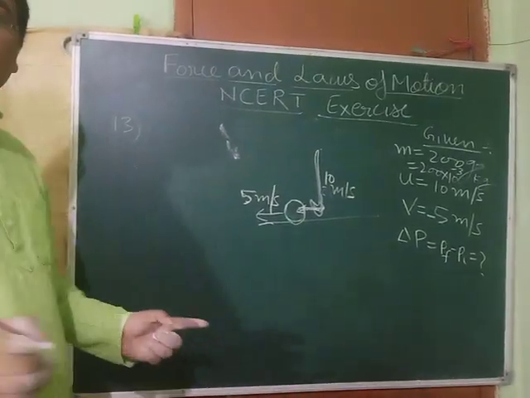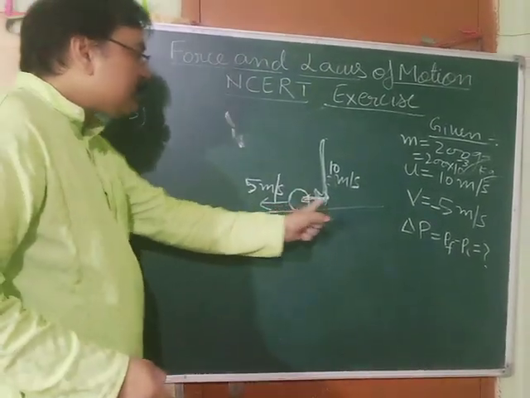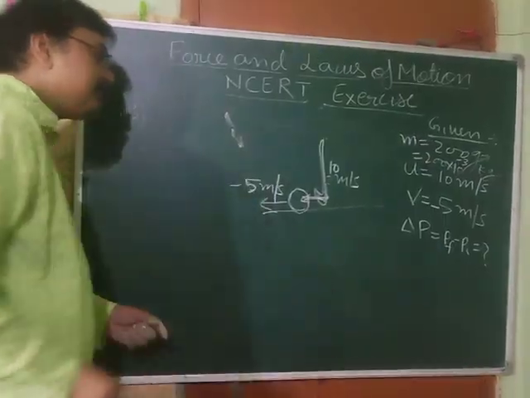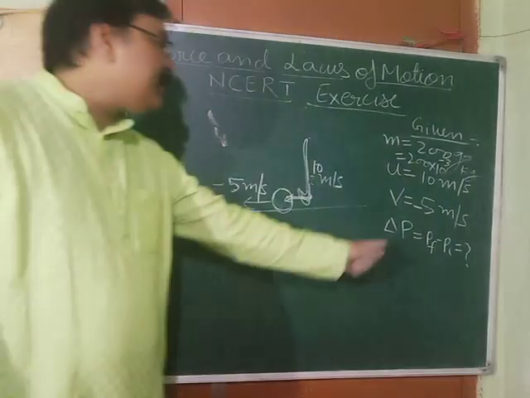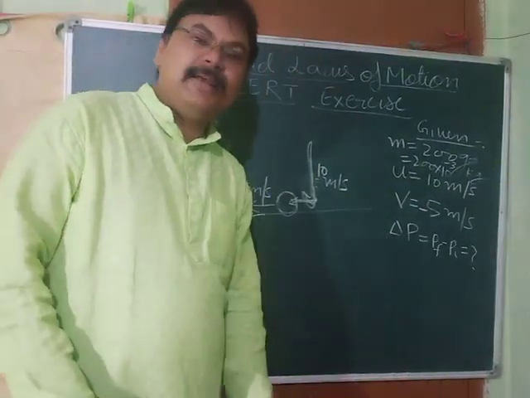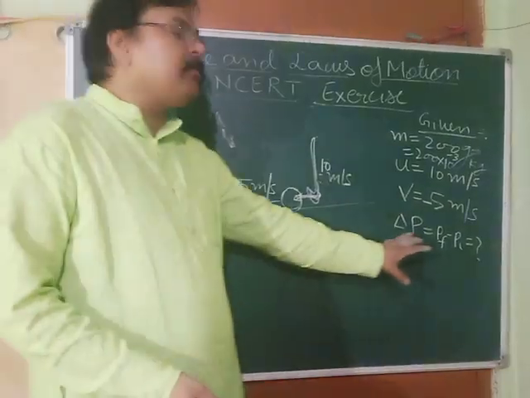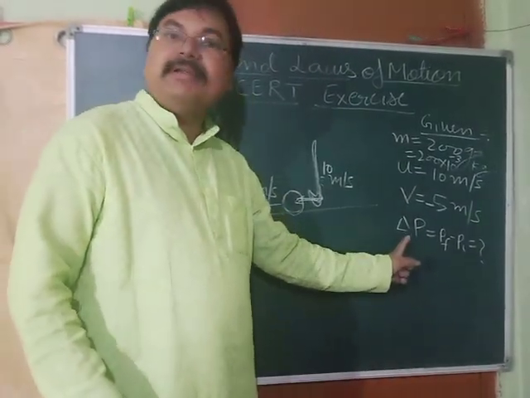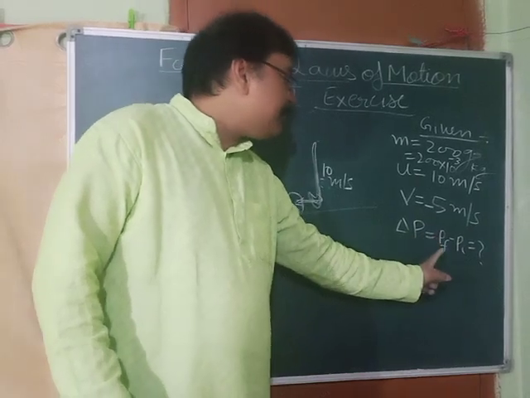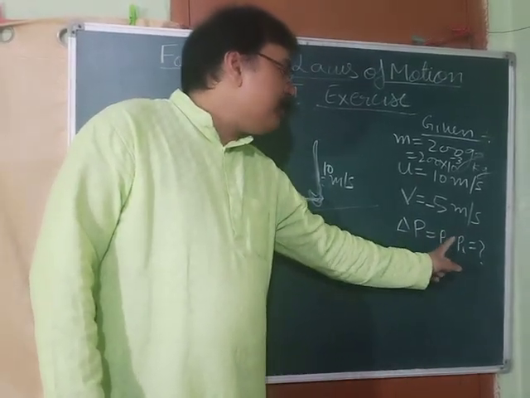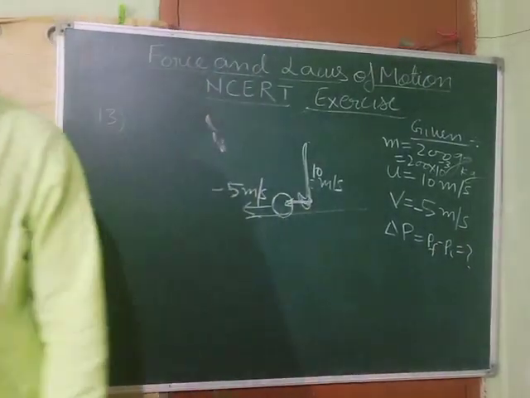So one direction we have to take negative. This is positive x-axis direction. This is negative. So we can take this direction as negative. And that's why I have written here -5 meter per second. Clear? Now the question is asked: find the change in momentum of the ball. That is delta P. Delta P means change in momentum, and that is PF minus PI. F means final, I means initial. So final momentum minus initial momentum. That's what we have to find out.